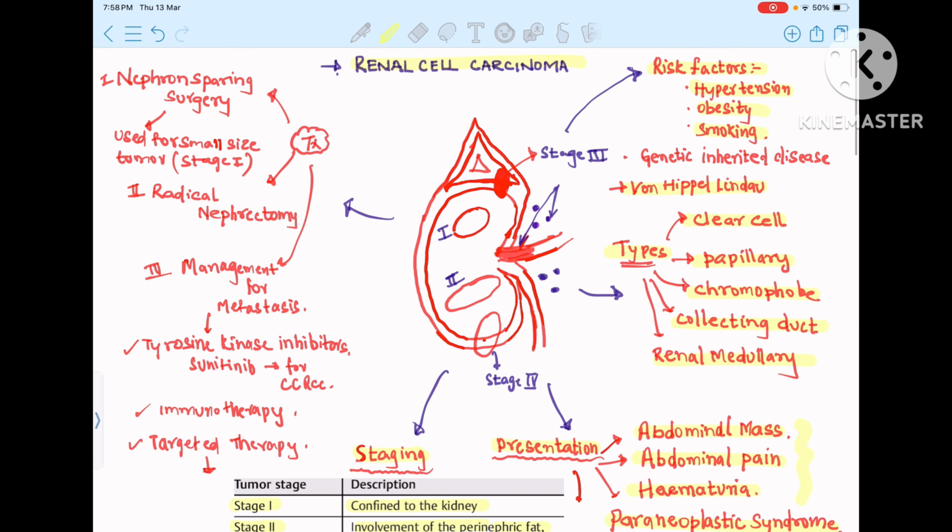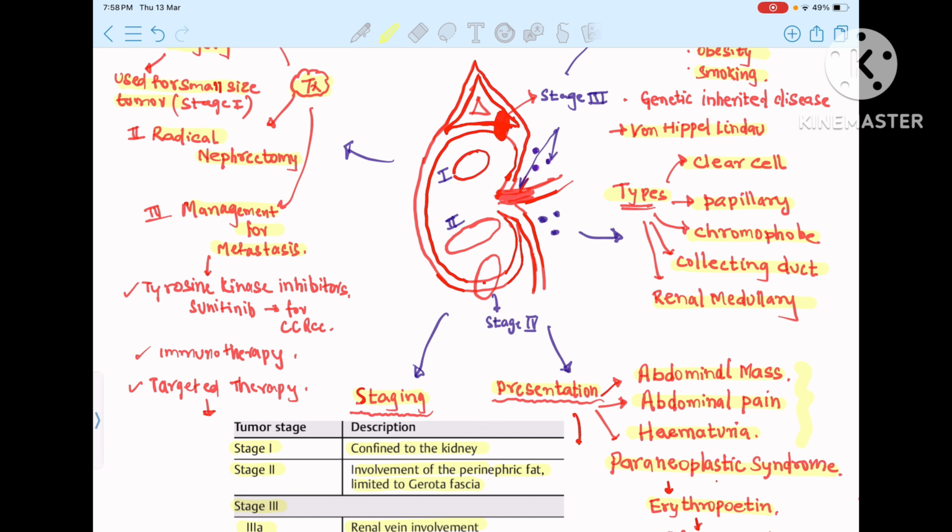Now, coming to the treatment of renal cell carcinoma, we have nephron sparing surgery. It is used for small size tumors. Then next we have the radical nephrectomy, and then we have the management of metastasis. Here both the modalities are used, which is immunotherapy and targeted therapy. One such example of targeted therapy which is used for clear cell renal cell carcinoma is tyrosine kinase inhibitors, which is sunitinib.